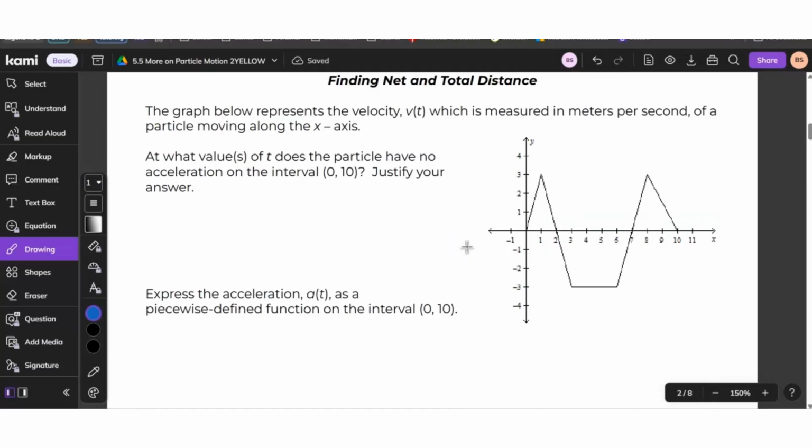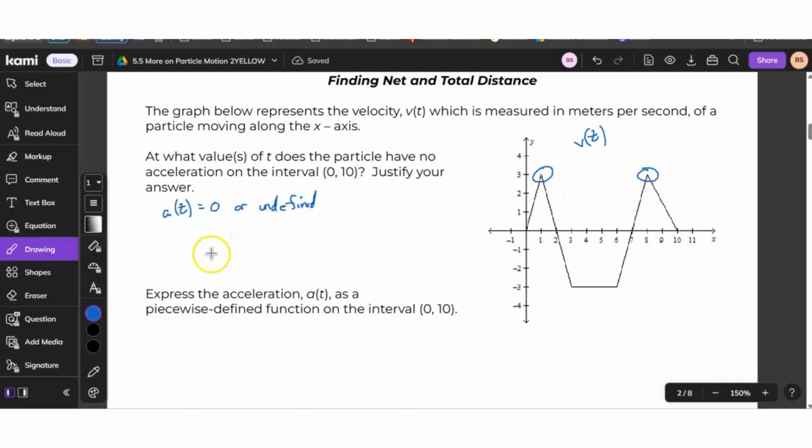So the graph, listen up. The graph below represents the velocity v of t, measured in meters per second, of a particle moving along the x-axis. At what value of t does the particle have no acceleration on the interval 0 to 10? So we want to know when a of t is equal to 0 or is undefined. At inflection points. What graph is this? That is the graph of the velocity. So it's going to happen at those.